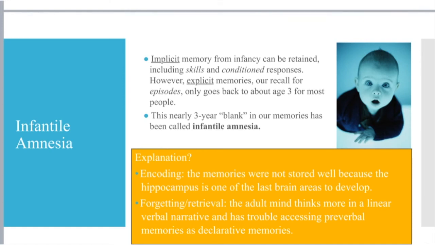So if encoding's the issue, the memories were not stored well because the hippocampus is one of the last brain areas to develop, right? That makes sense. If the area that is processing and storing our memories isn't functioning, then maybe we're not going to remember those long term, right? We could also say that the adult mind thinks more in a linear verbal narrative and has trouble accessing pre-verbal memories as declarative memories, right?